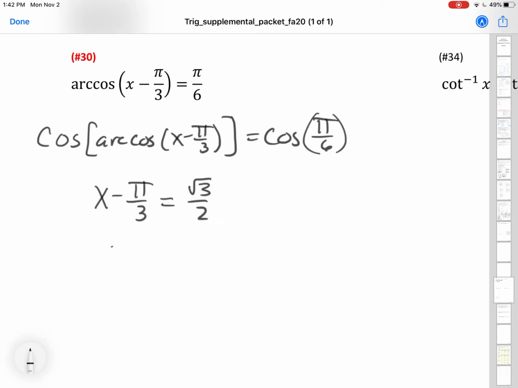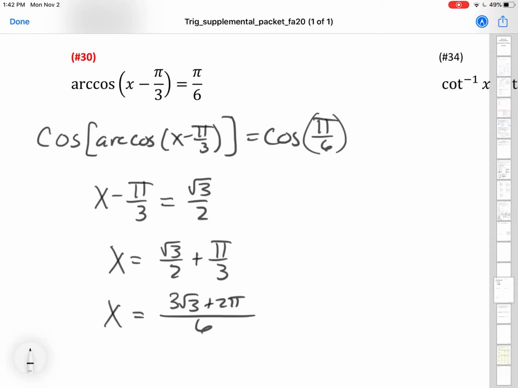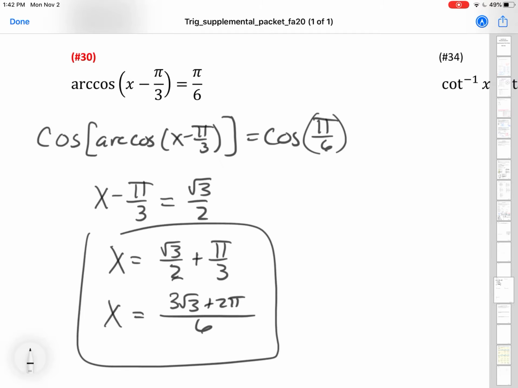We're almost done. x is equal to root 3 over 2 plus pi over 3. Maybe they'll want us to write it as a single fraction, no problem. 3 root 3 plus 2 pi all over 6. That may be what they have in the back. I would accept either answer.